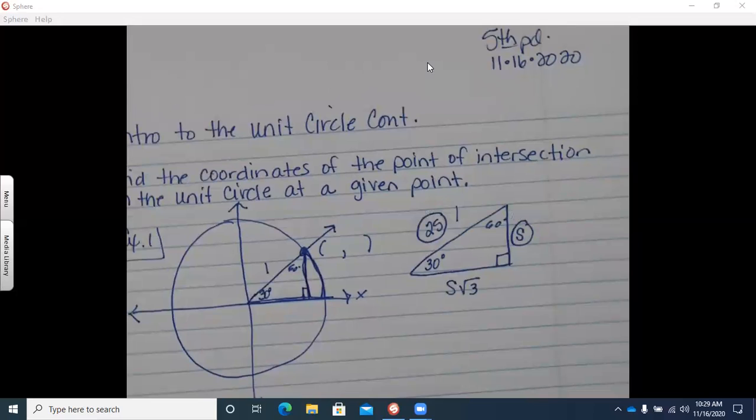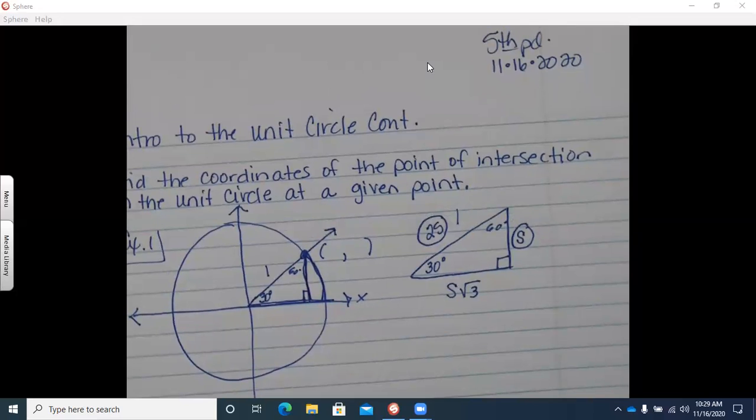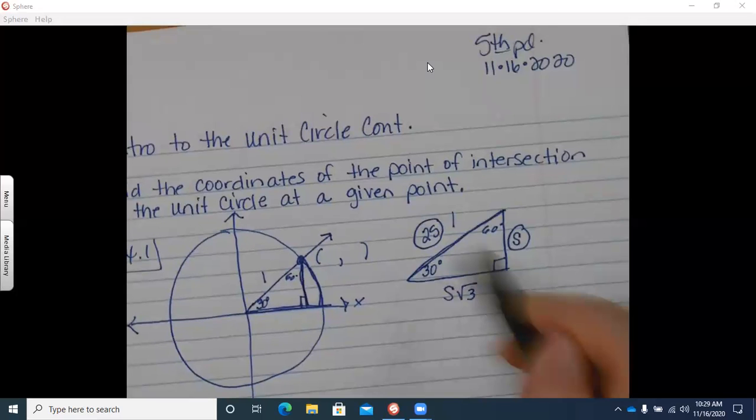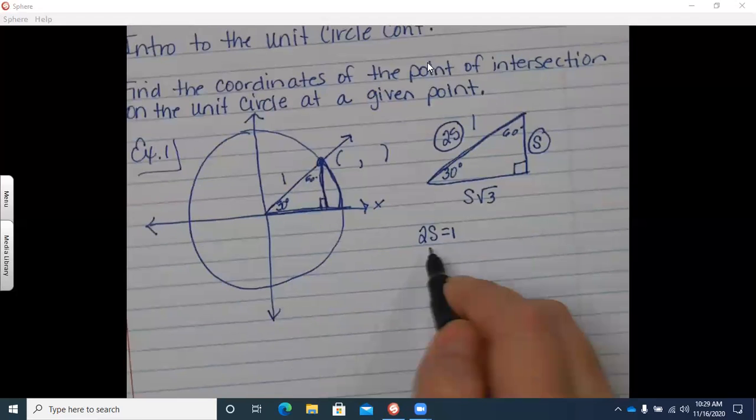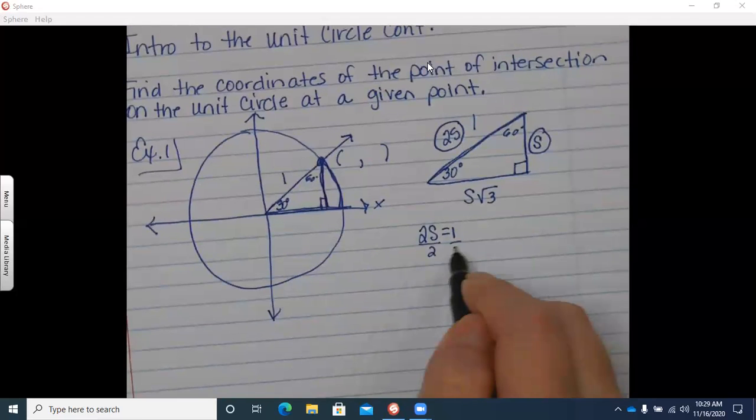Okay, we only know the length of one leg, and sadly it's not the smallest leg because that would be much easier. We know the length of the hypotenuse, right? Well, so we could use that to help us figure out what S is. So I know that my hypotenuse is equal to 1. So if I take the 2S and set it equal to 1, that will help tell me what S is equal to. So what would S equal? Well, we're going to get fractions. If we divide both sides by 2, S will equal 1/2, right? So S is equal to 1/2.